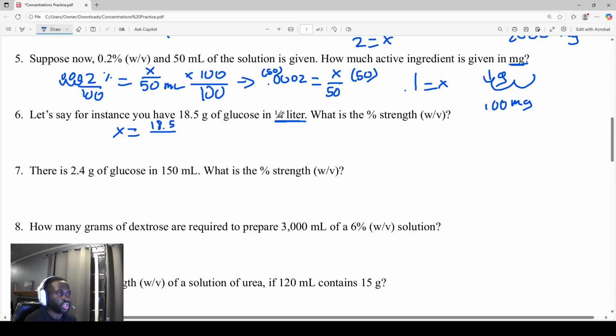I'm really hoping you saw that, because we need 0.25 liters in milliliter form, right? How many milliliters are in a liter? 1,000. So that's going to be 1, 2, 3. So it's going to be 250 milliliters. And then we multiply that by 100.